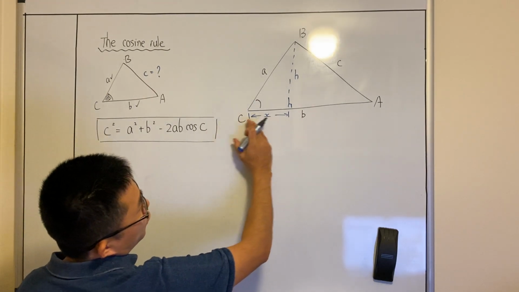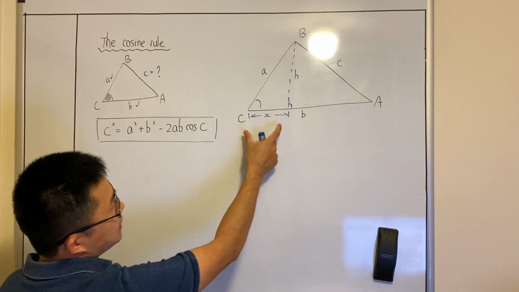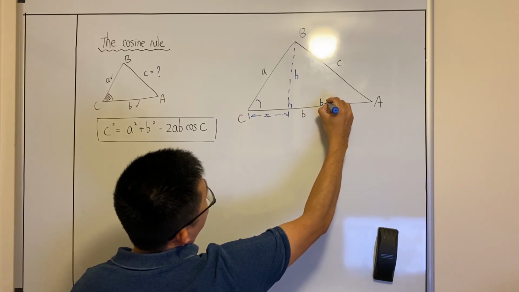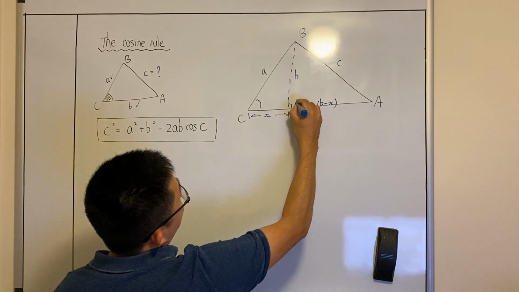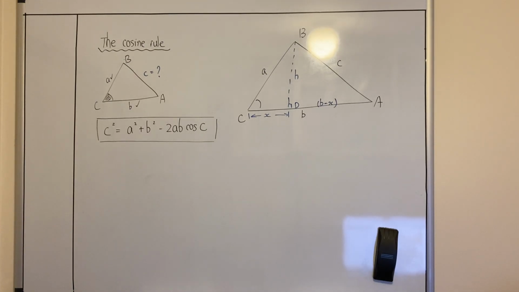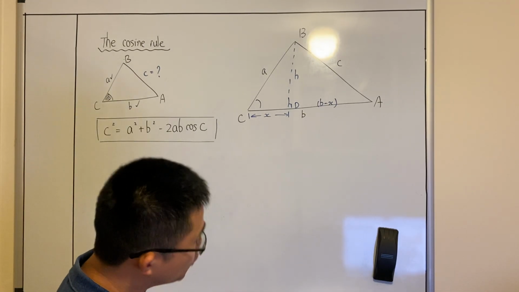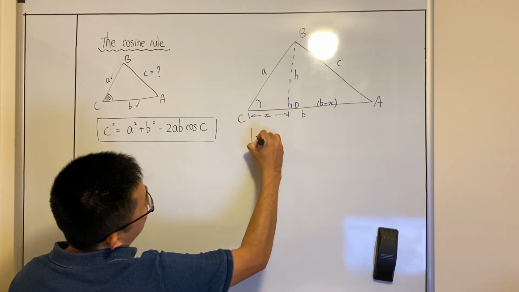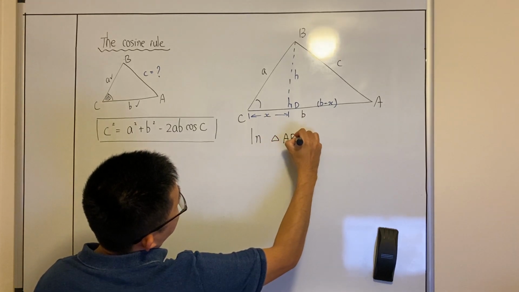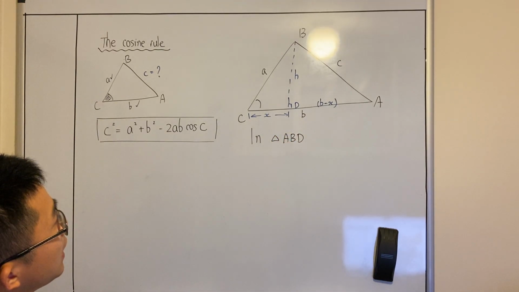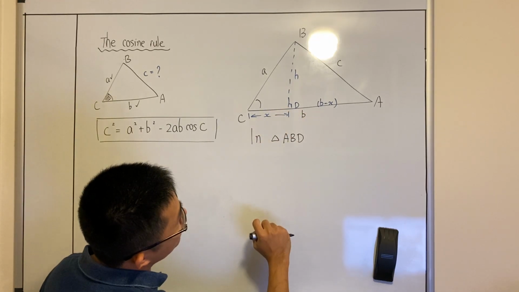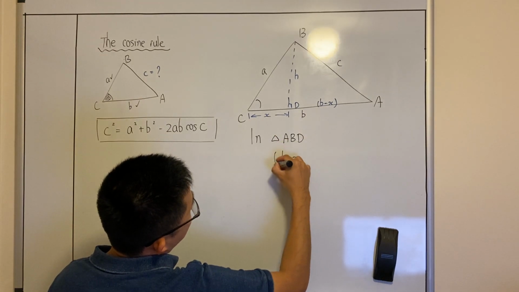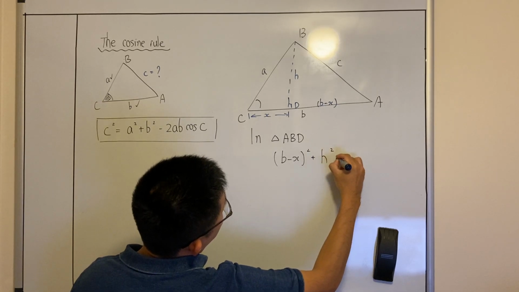And then obviously if the total distance AC is equal to B, and if that distance here is equal to X, then obviously the remaining distance will be B minus X. And of course we can call that point D. All right, so we're going to start from the triangle on the right hand side, okay? So the triangle on the right hand side, I'm going to say in triangle ABD, we're going to use Pythagoras. That's a right angle triangle here. So in triangle ABD, the side here, B minus X squared plus H squared is equal to C squared.